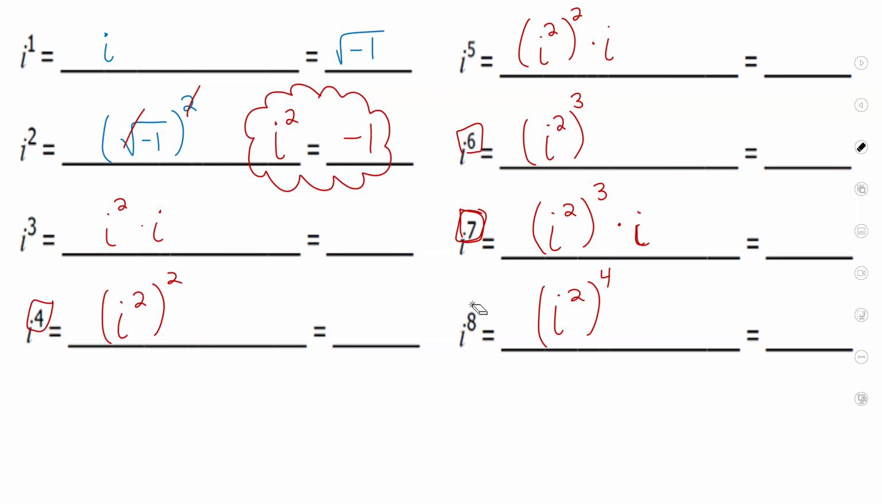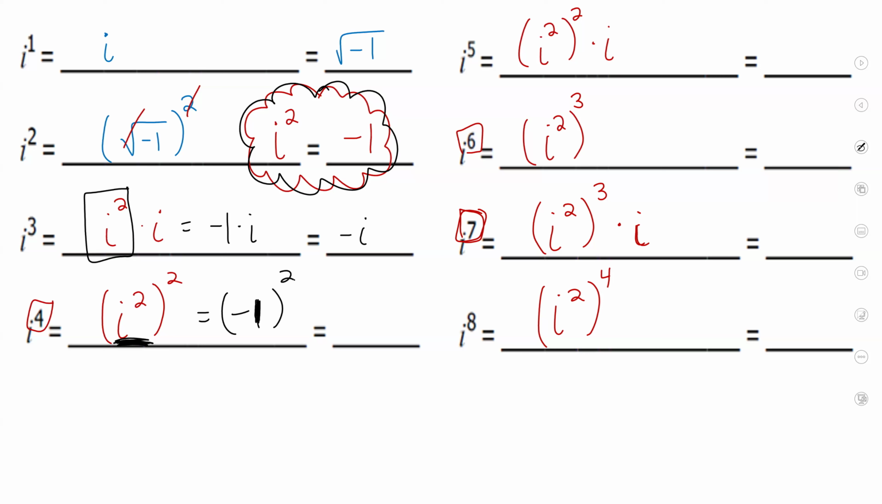Okay, so now let's break it down so we know what these values are. So guys, remember, what is i squared equal to? Negative 1. That's this big fact that we have to memorize. Okay, so this is negative 1 times i, which is just negative i. Again, we have to use our fact. What is i squared again? So this is negative 1 squared. Well, what's negative 1 times negative 1? Positive 1.